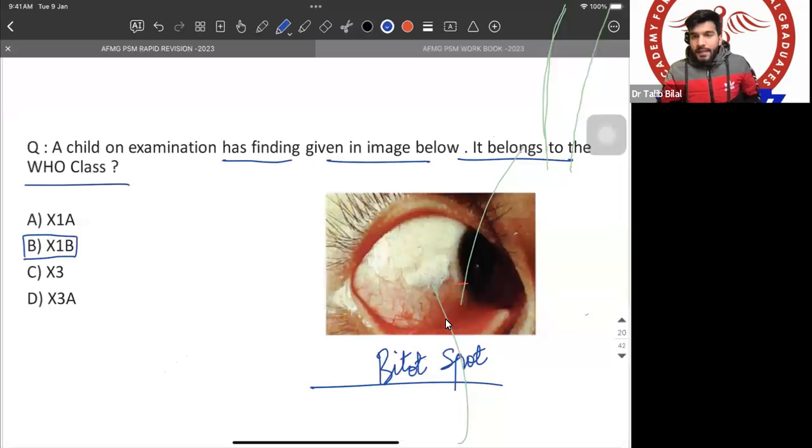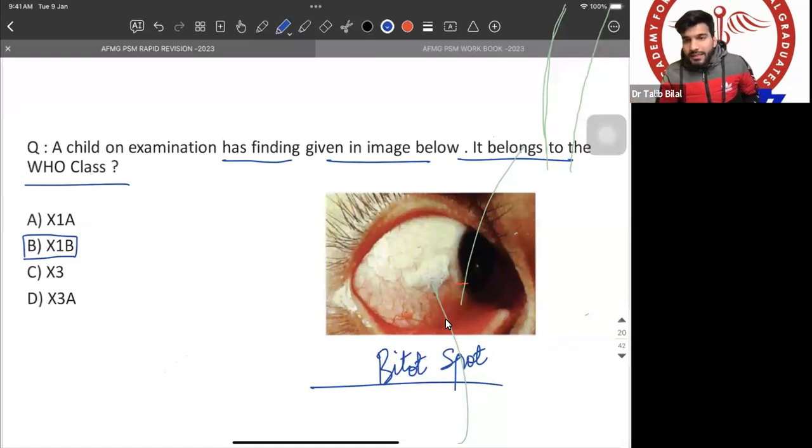Vitamin D deficiency in children causes rickets, and in adults causes osteomalacia. Vitamin E deficiency causes hemolytic disease in newborn. Vitamin K deficiency causes hemorrhagic disease of newborn. Vitamin C deficiency causes scurvy and delayed wound healing, and one more MCQ point, it helps in iron absorption. Anything else in vitamins? Nothing else. This is all you have to remember for the vitamins.